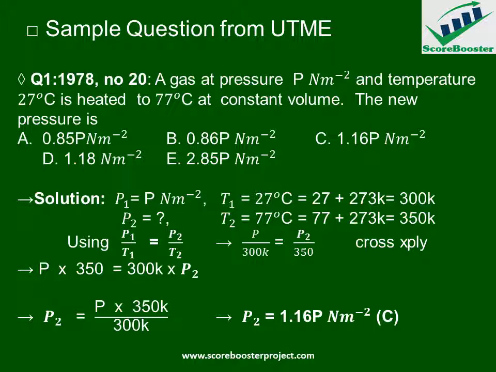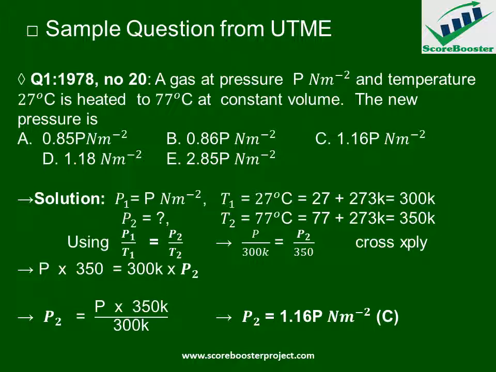Now on to solution. The first step, as usual, is to write out the given parameters. From the question we are given the initial pressure P1 to be P Newton per meter square. Similarly, we are given initial temperature to be 27 degrees Celsius, which is equivalent to 300 Kelvin. Of course, to convert temperature in degrees Celsius to Kelvin, we add 273. So 27 degrees Celsius will be 27 plus 273, making 300 Kelvin.